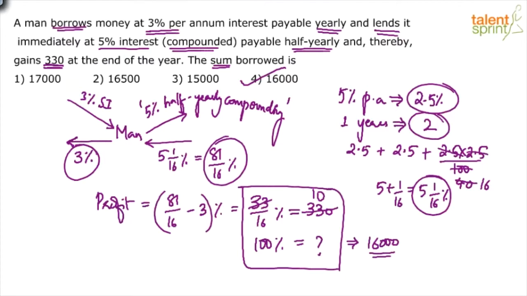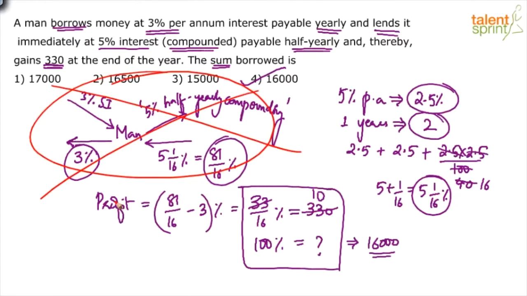And let me also tell you that this is not as lengthy as it appears to be. Yeah, you can cut down a lot of steps. Whatever I've done here is all explanation, right? You have to understand this mentally. 3%, 5% half yearly compound. This again you don't have to write 5%, so half year 2.5%, 2 periods and all that. This calculation has to be done. This calculation you must do, 5 1 by 16%, and that's it. After that, take the difference and cross multiply to get the answer.